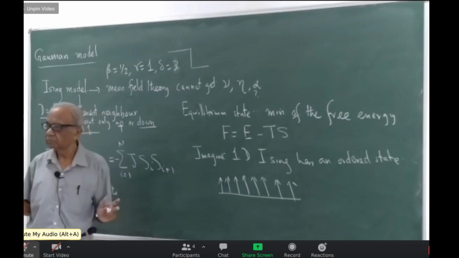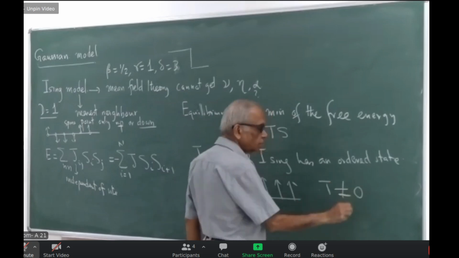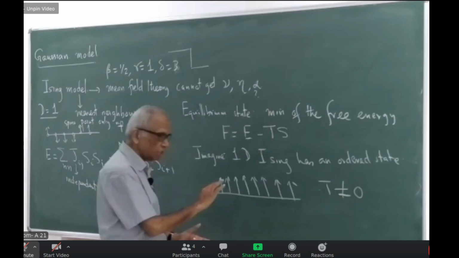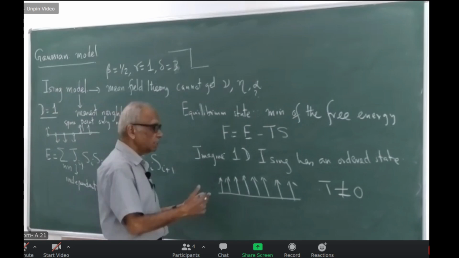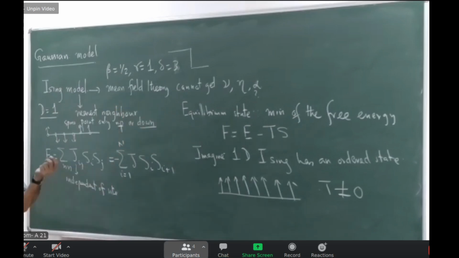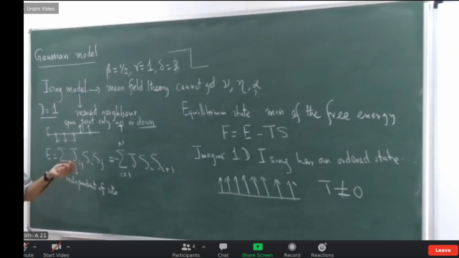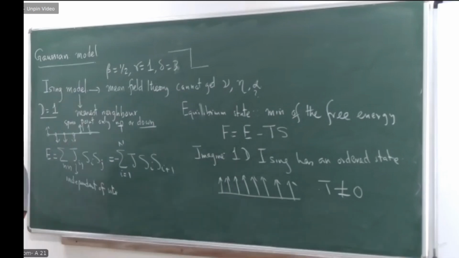So this is my ordered state. I assume that at any temperature T not equal to 0, there is an ordered state, and I want to see whether this state is stable against perturbation or not. That is, I will increase the energy of this state slightly and see whether that causes the free energy to increase or not. If it does, very good, the ordered state is perfectly all right.